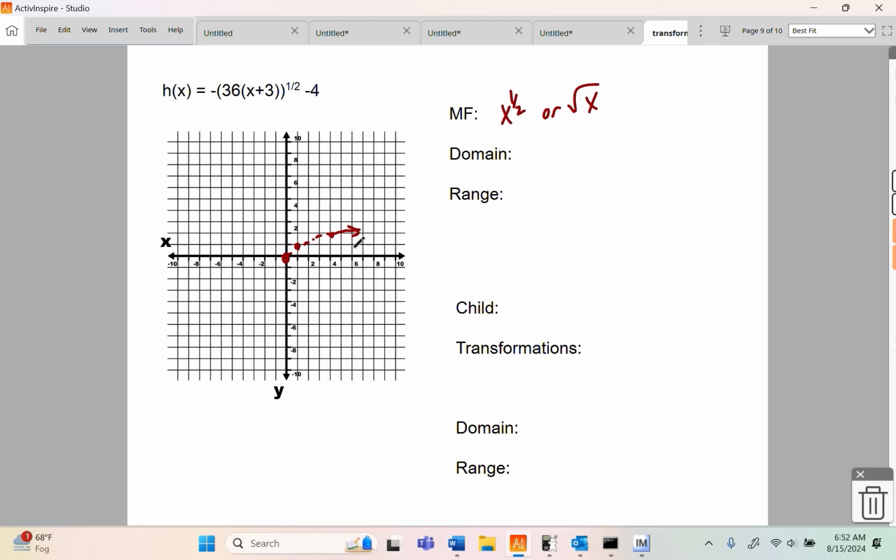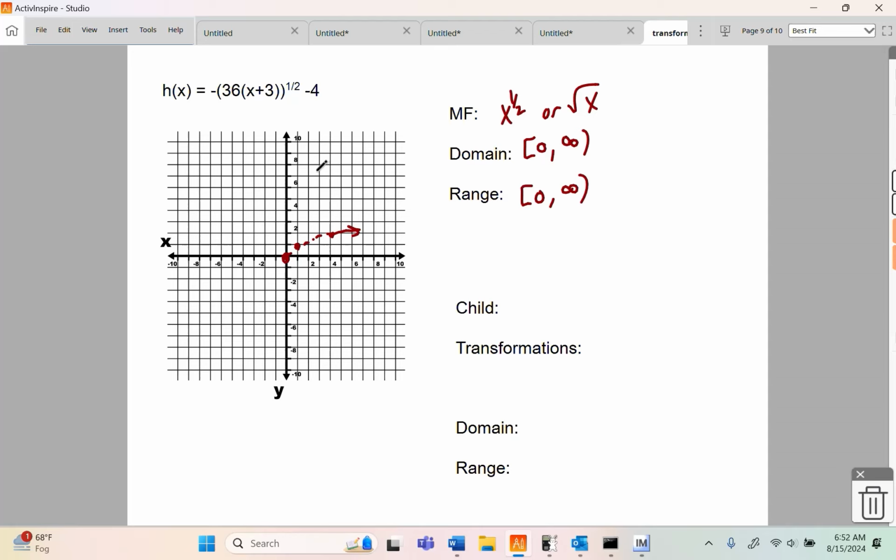Let's talk about the domain and range. Sorry, getting ahead of myself. Domain is 0 to infinity. Range is 0 to infinity. Remember, domain is x, 0 to infinity. Range is y, 0 to infinity. Some of y'all not grasping that. I don't know what's up with you.